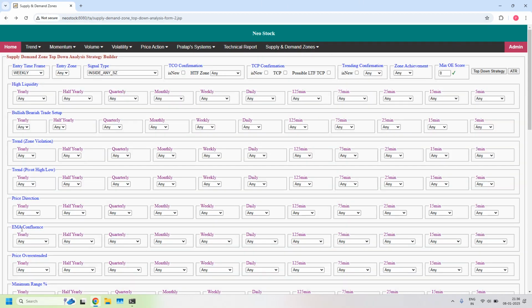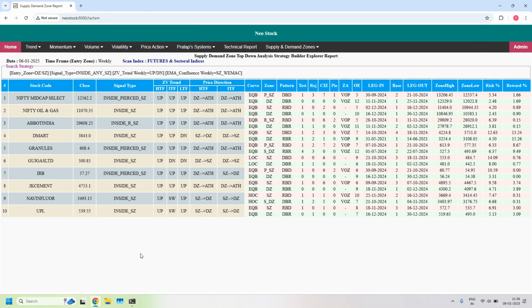Let's filter. In the EMA Confluence at weekly time frame, I am setting the filter weekly supply zone having weekly EMA Confluence. And trend on weekly time frame should not be sideways. It can be up or down. Let's filter. We got 10 stocks. These 10 weekly supply zones are having weekly EMA Confluence.